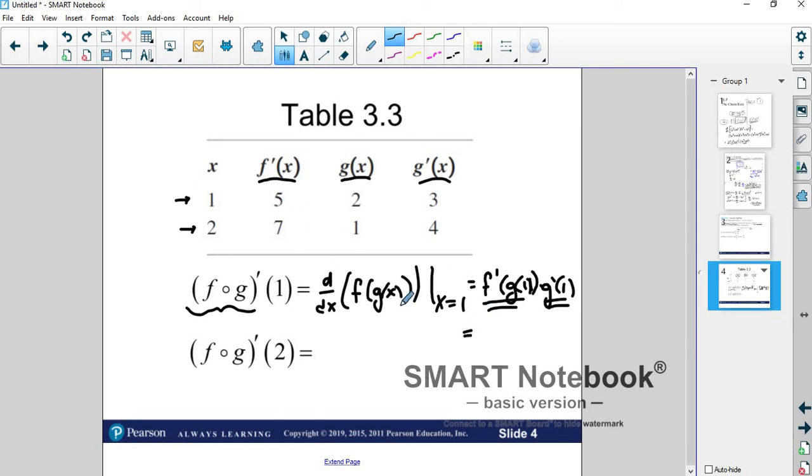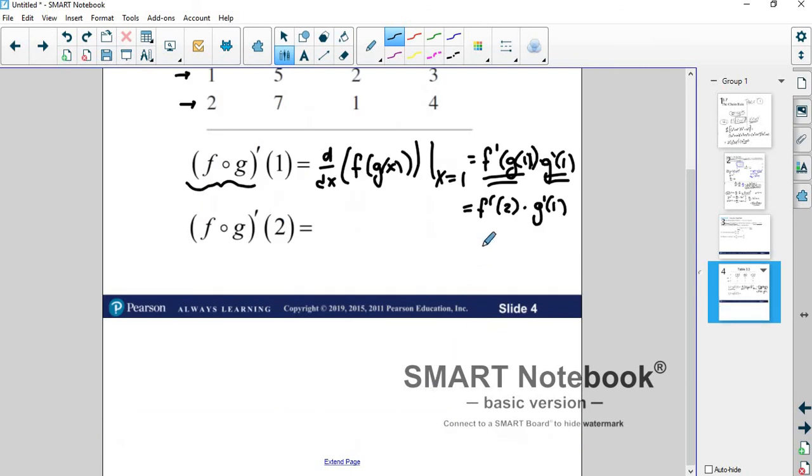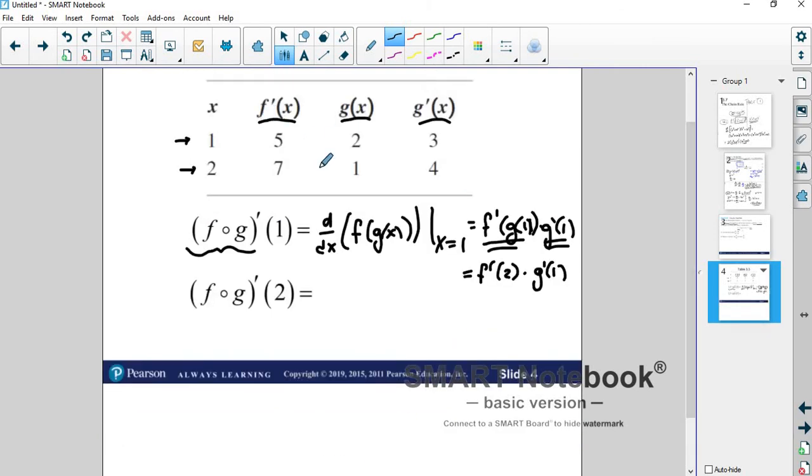Now we go to our table. F prime of g of 1. What's g of 1? When x is equal to 1, g is equal to 2. So this is f prime of 2 times g prime of 1. And now we can take a look again. F prime at 2 is 7. G prime at 1 is 3. And so 7 times 3 is 21.